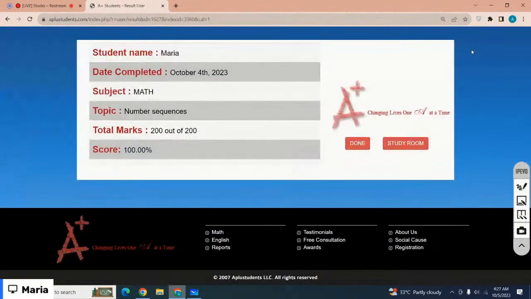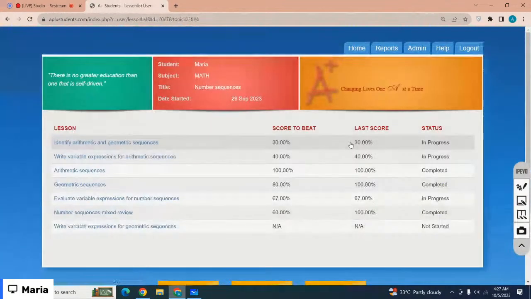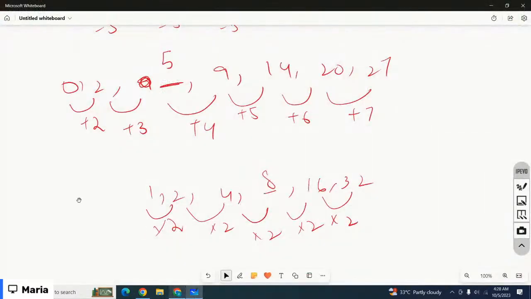Okay, we are done with the lesson. Let's just see the next lesson, which is to write explicit expressions for geometric sequences. The one we did earlier is for the arithmetic sequences, right? Now we're going to see how we write them for geometric sequences. Let's just start with an example.